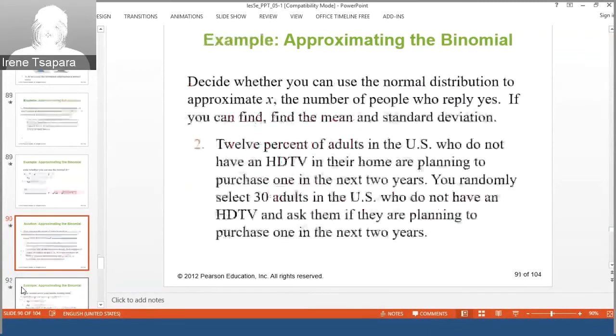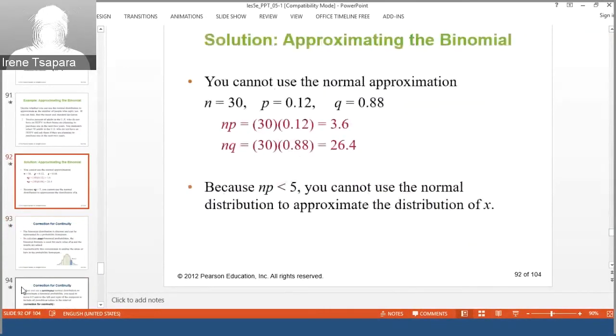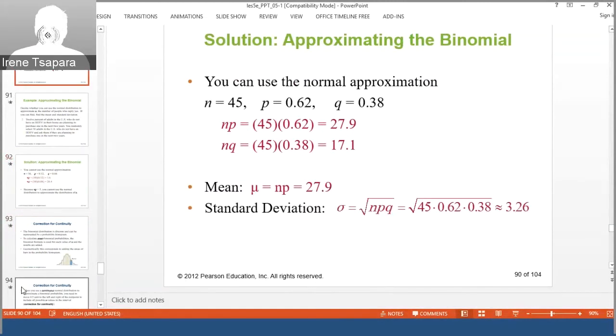Just a moment. Before I look at the example, let's look at an example first.